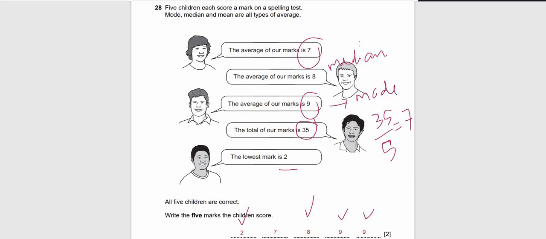Now we have to count the total up to 35. So 8 plus 9 plus 9 plus 2, it's 10 plus 18 is 28. To get 35, it is 7. We have to put 7. So we can get this answer by a bit of trial. If you have any question, you may write down in the comment section.